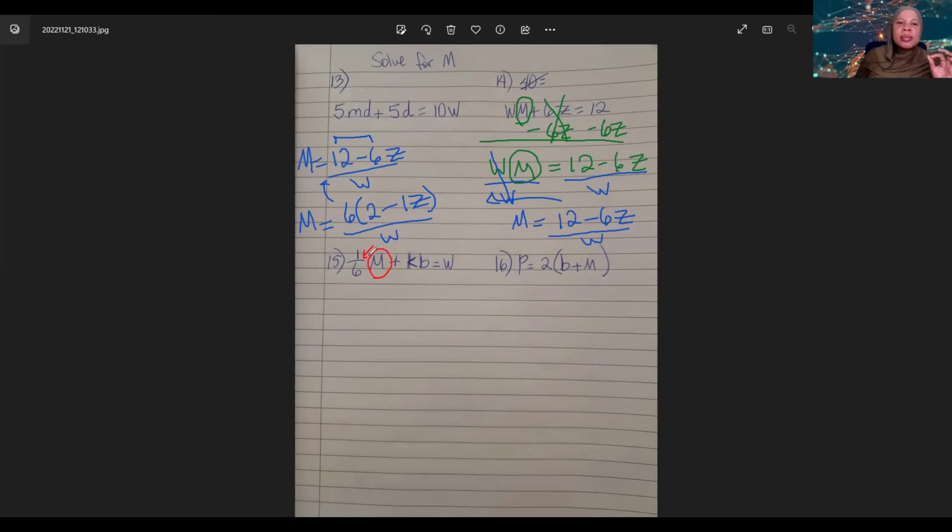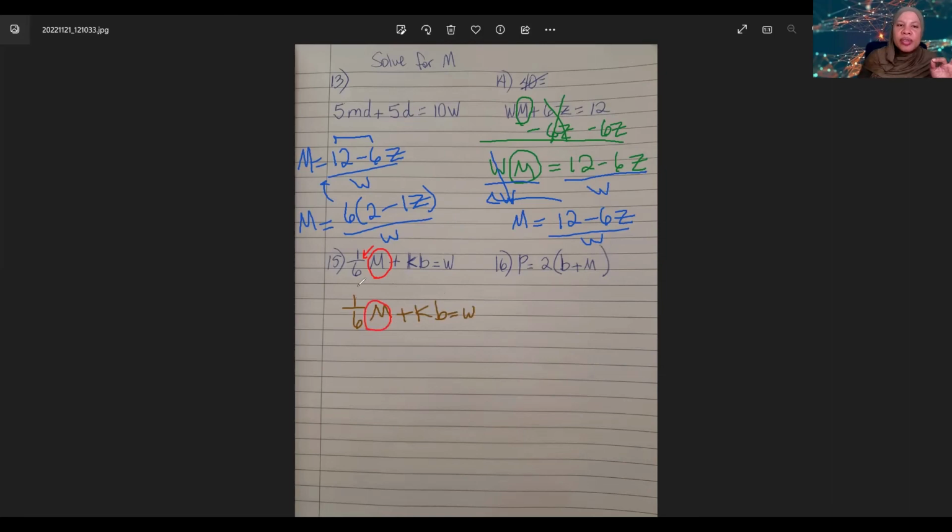Okay. Now what I'm going to do, I'm going to look at it as being multiplication. Because like I said, it's a fraction, it's already a division, but it's attached, so it's considered to be multiplication also. So I'm going to do it because I want to use the reciprocal. Okay. So I got 1/6m plus KB equals W. Okay, so what I want to do, and we're not going to touch this first, so I don't even need to worry about this yet.